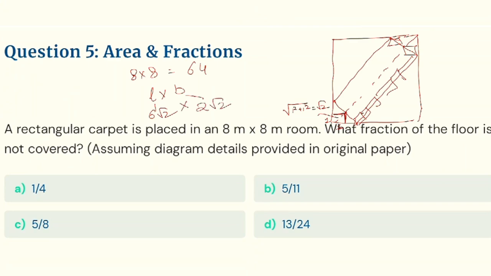So the area of the rectangular carpet will be 6 root 2 times 2 root 2, which is equal to 24. So the fraction of the floor that is covered is 24 by 64, that is 3 by 8. So the fraction which is not covered will be 5 by 8.